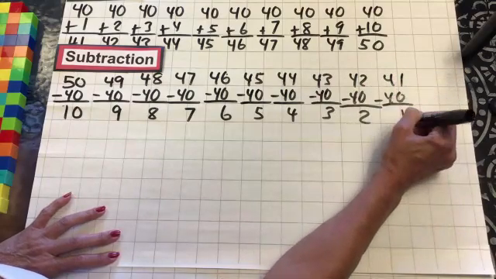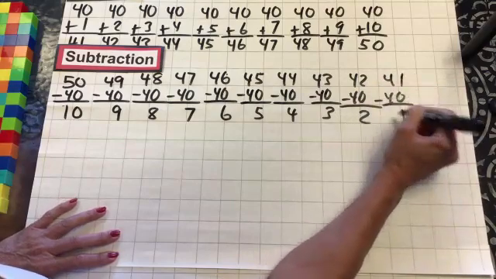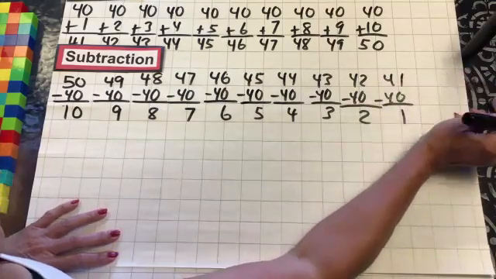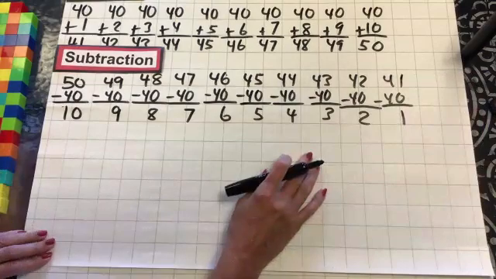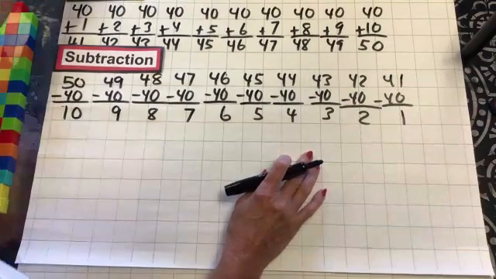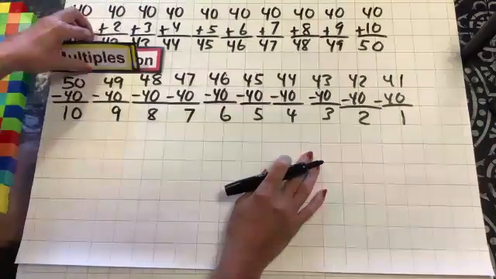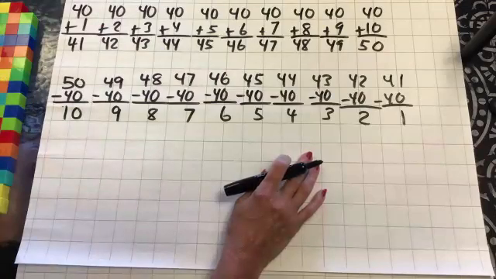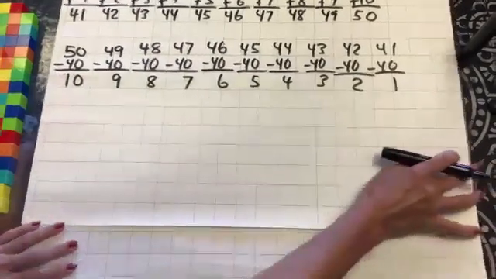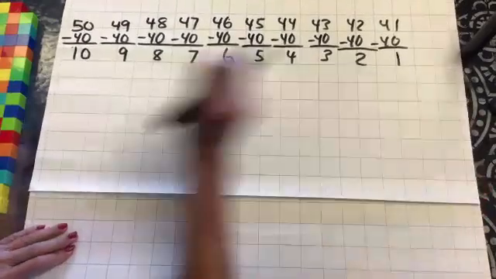1 minus 1 is not 1. 4 minus 4 is nothing. And then, of course, 40 minus 40 is 0. All right, so our subtraction, we got our multiplication, our addition, and our subtraction. Hopefully you already did them and you're just patting yourself on the back for doing such a great job.